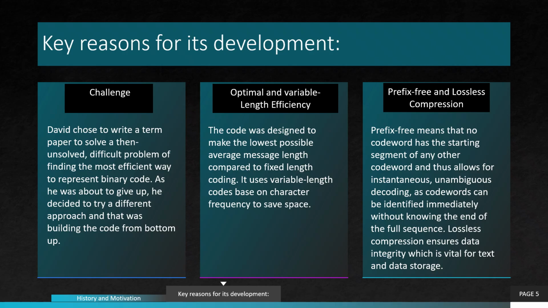The prefix-free and lossless compression is another reason. Prefix means that no code word has the starting segment of any other code word, and thus allows for instantaneous, unambiguous decoding, as code words can be identified immediately without knowing the end of the full sequence. Lossless compression ensures data integrity, which is vital for text and data storage.